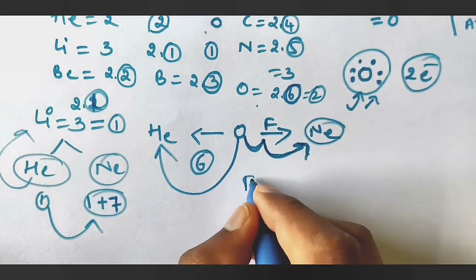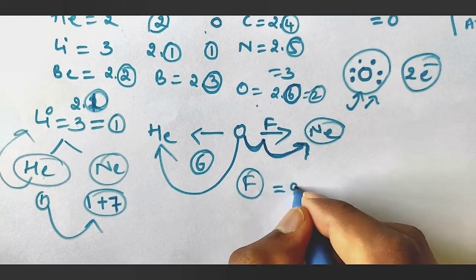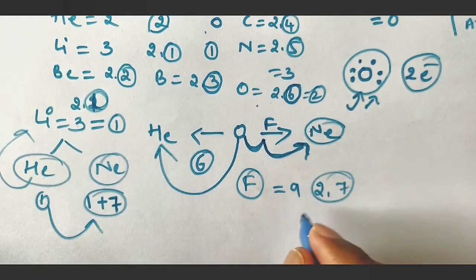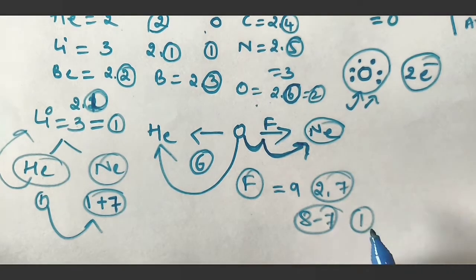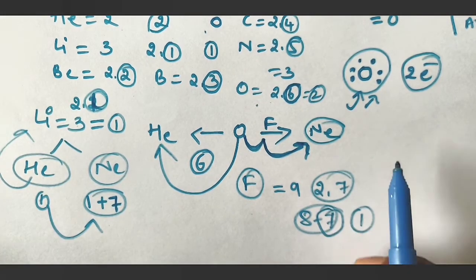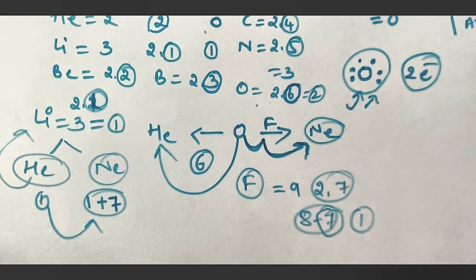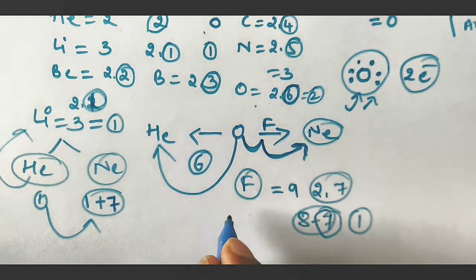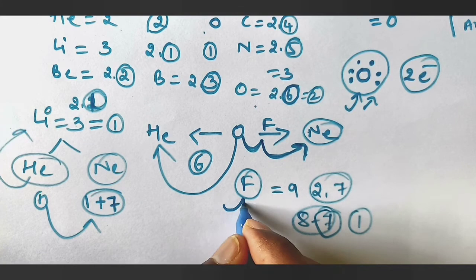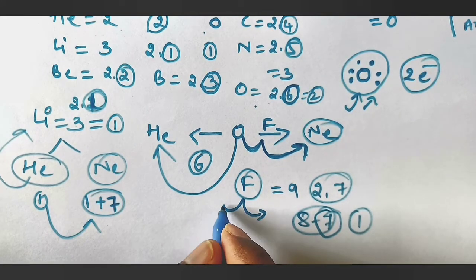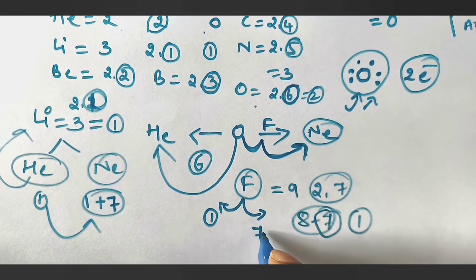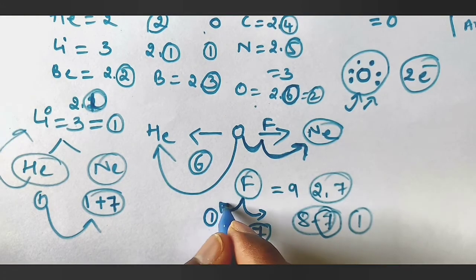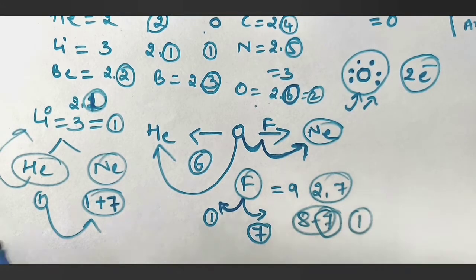So take fluorine. What is the atomic number? 9. So 2, 7 is there. 8 minus 7, valency will be 1. That means 1 electron is needed to become stable. Otherwise 7 electrons need to be lost. I already told you, if an element gains or loses electrons, they need energy. But gaining only 1 electron is easy compared to losing 7 electrons. Hence it will simply gain 1 electron to become like neon.